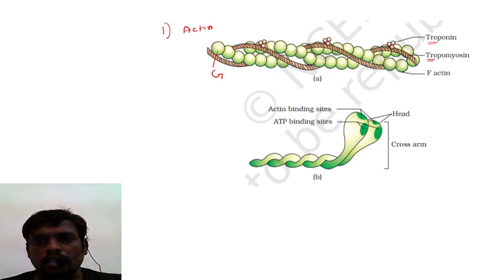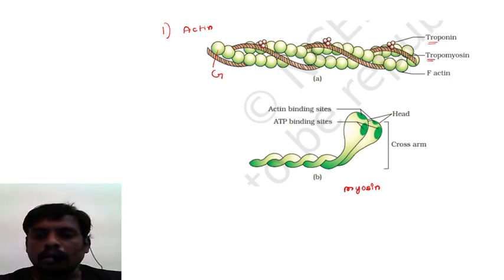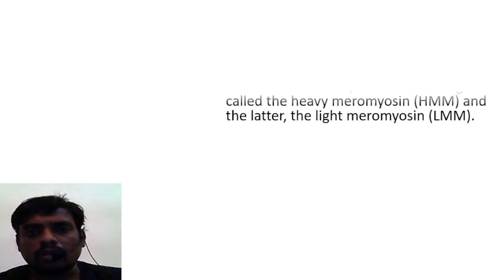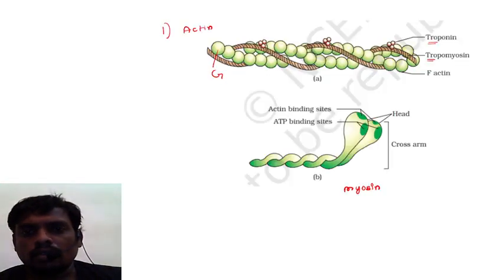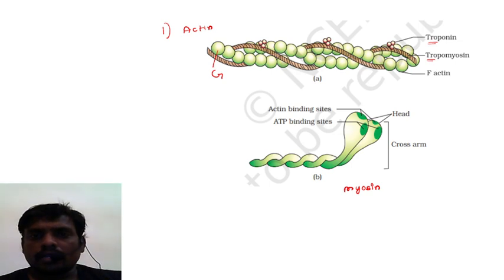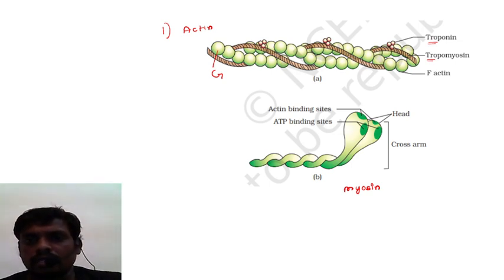Now you can see the second protein given here, it is myosin. Myosin is a thick protein. You can see the myosin structure carefully in this diagram. It has a head, a cross arm, and here is the tail.